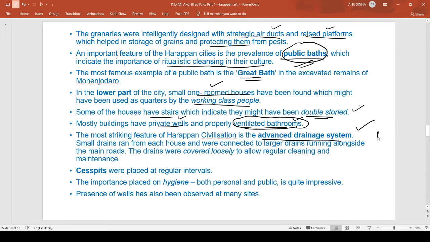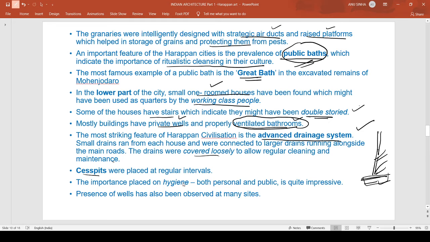From each house there comes a small drain that connects to the main drain along the main road. It was covered, but covered loosely so that it can be cleaned and maintained regularly. The cesspits were placed at regular intervals. So you see again, cesspits are placed at regular intervals.